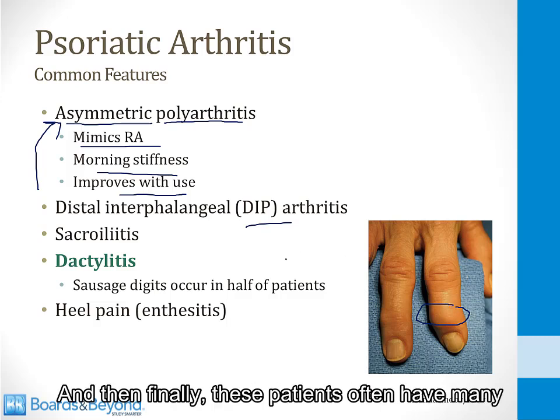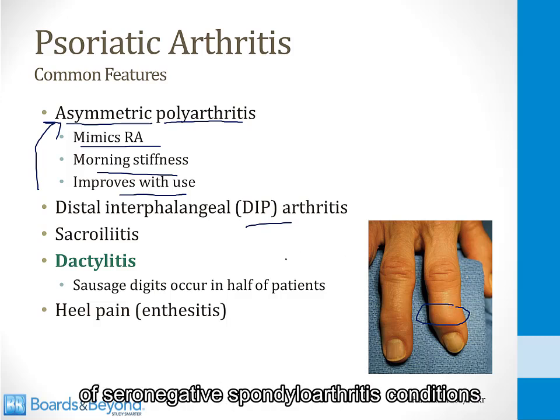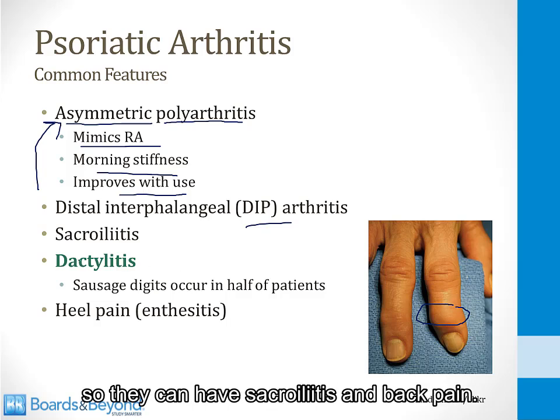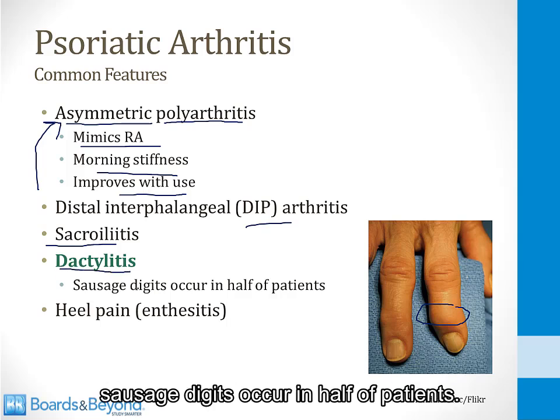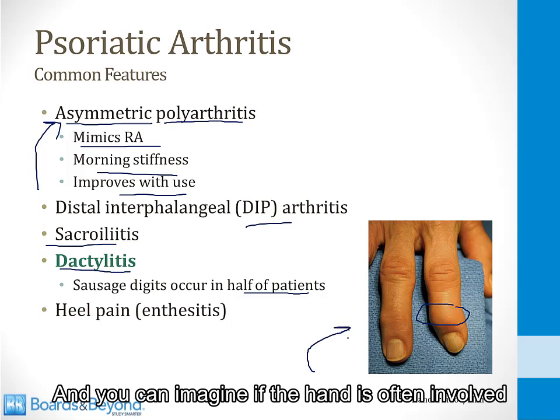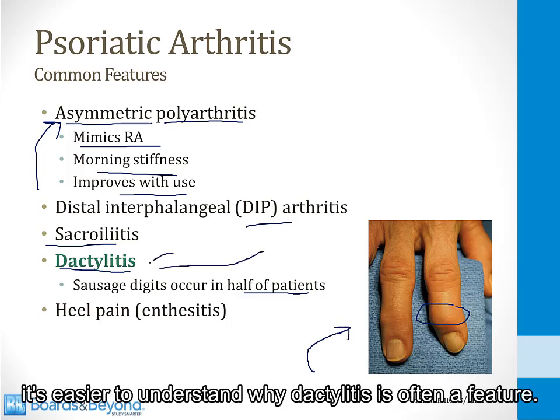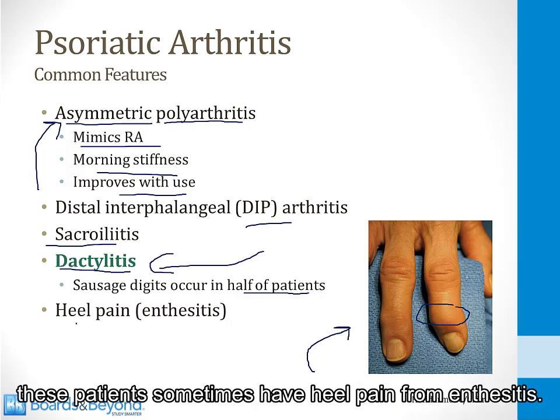And then finally, these patients often have many of the other features of seronegative spondyloarthritis conditions. So they can have sacroiliitis and back pain. They classically have dactylitis. This is very common in psoriatic arthritis. Sausage digits occur in half of patients. And you can imagine if the hand is often involved, it's easy to understand why dactylitis is often a feature. And then finally, these patients sometimes have heel pain from enthesitis.